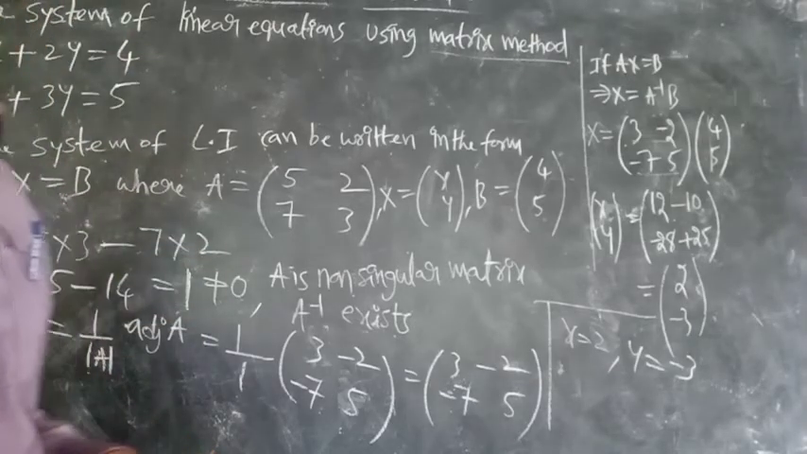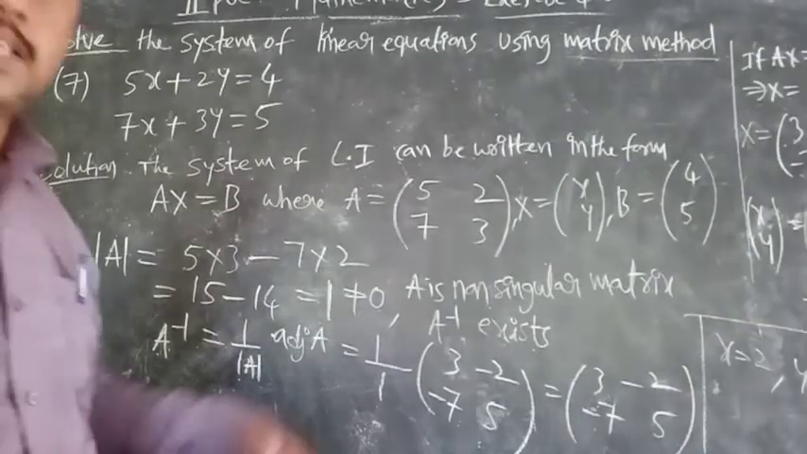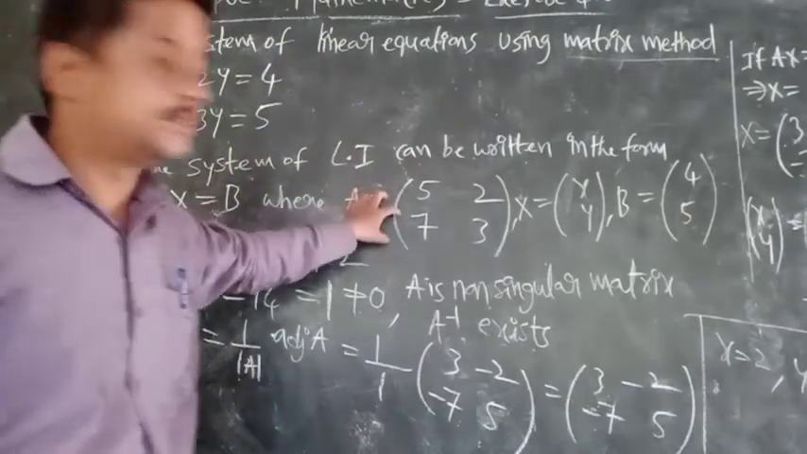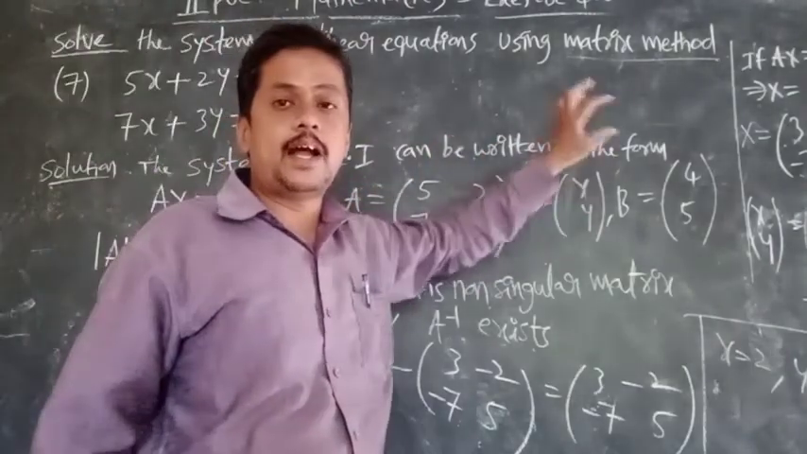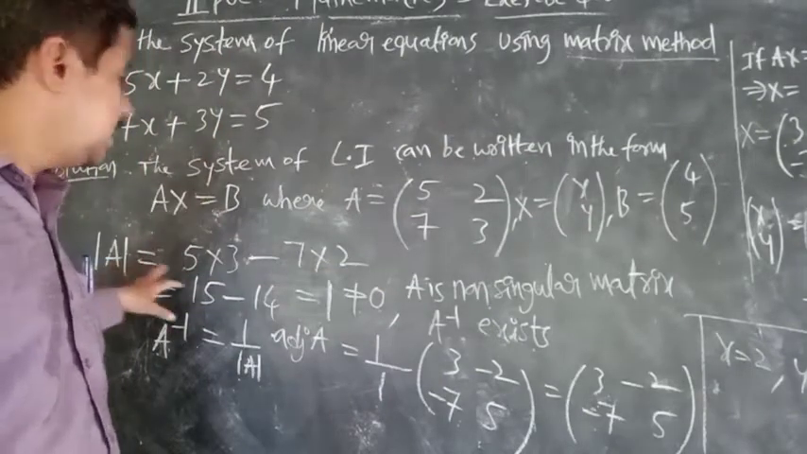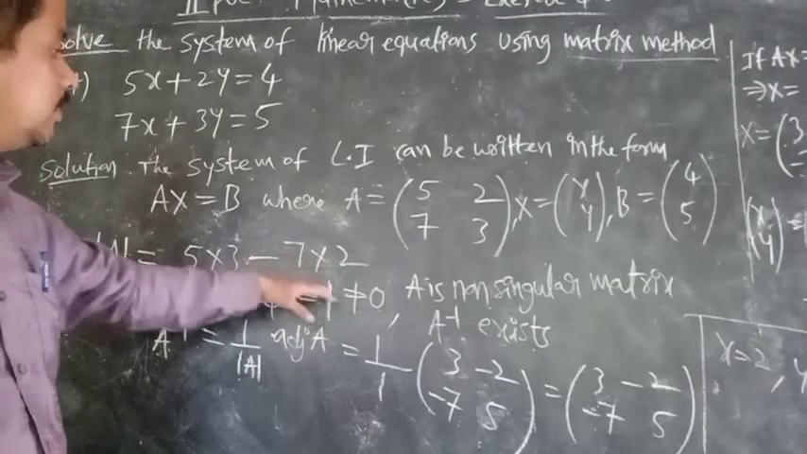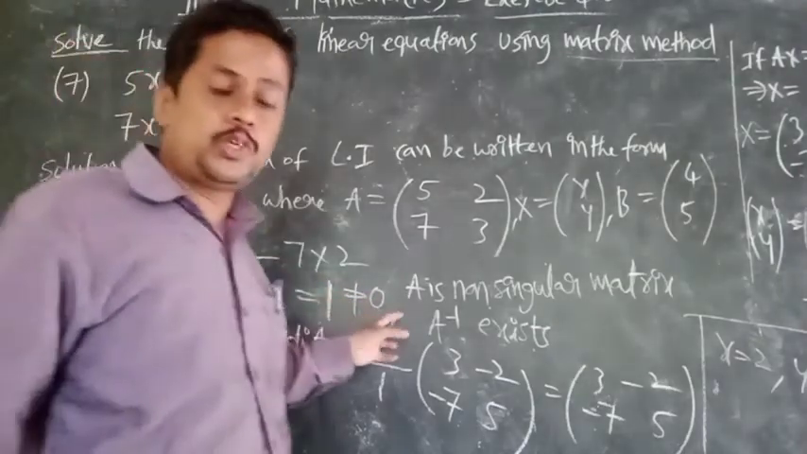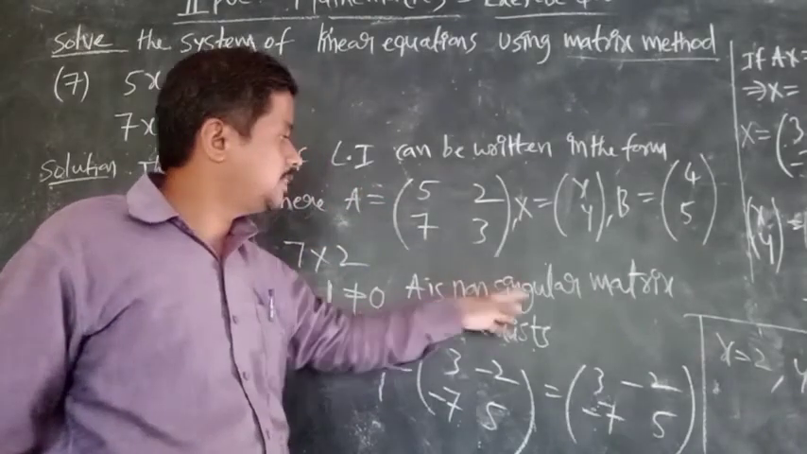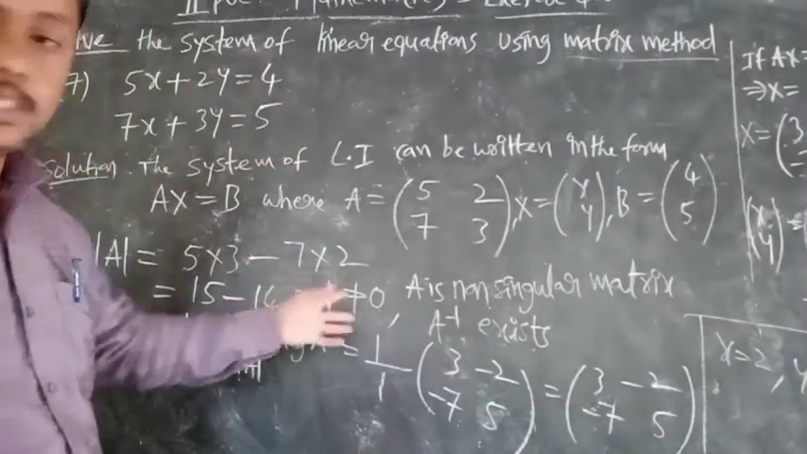Okay? See, once again I will clarify. First thing I will tell you: first I have to write the A matrix, X matrix and B matrix. It is in the form AX equals B. And the next step is I have to calculate the determinant value. If it is equal to 0, you have to leave. If it is not equal to 0, it is a non-singular matrix, so therefore A inverse exists. So A inverse exists means you have to proceed further.